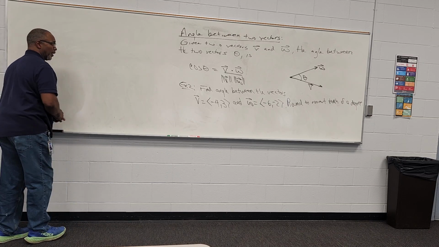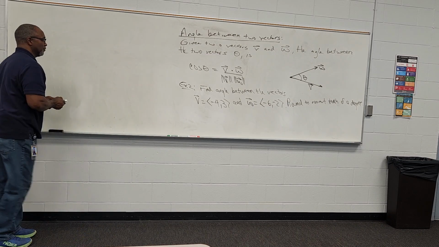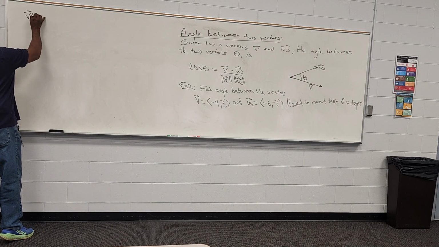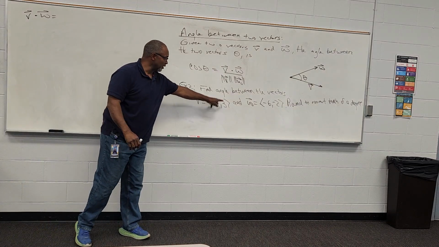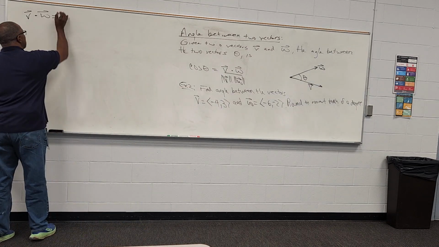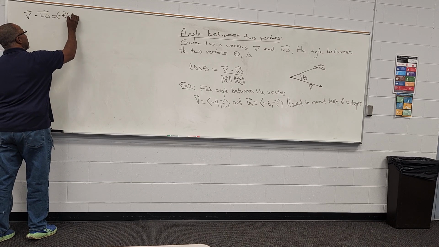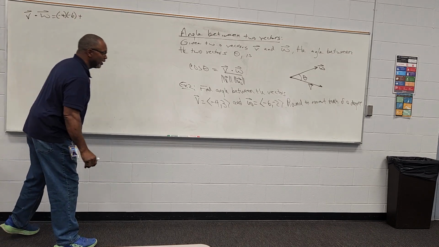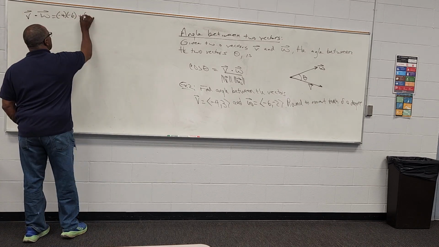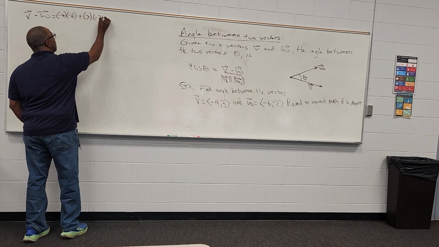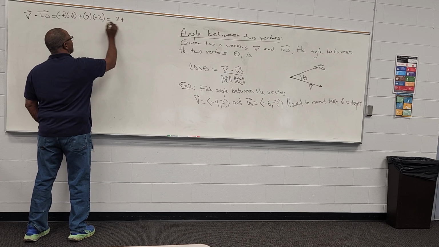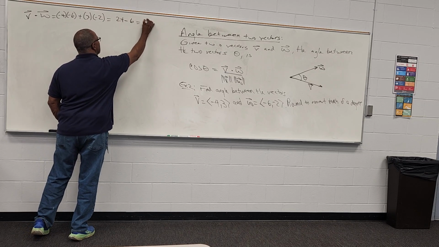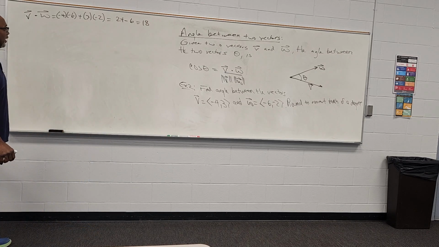Well, to apply that formula, I've got to know the dot product of the two vectors. So let's go ahead and do that. v dot w: there's v and there's w. -4 times -6 is 24, plus 3 times -2. So that's a positive 24, and 3 times -2 is -6, so that's 18. So v dot w is 18.